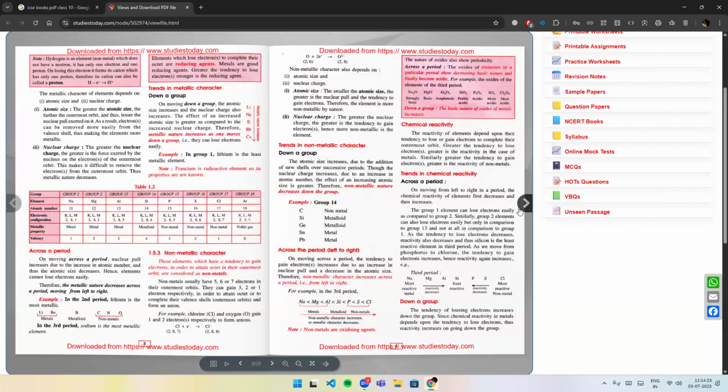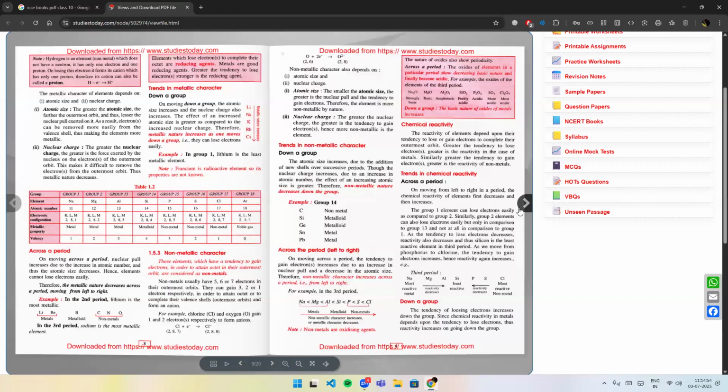Non-metallic character. Those elements which have a tendency to gain electrons in order to attain octet in their outermost orbit are considered as nonmetals. Nonmetals usually have 5, 6, or 7 electrons in their outermost orbits. They can gain 3, 2, or 1 electron respectively in order to attain octet or to complete their valence shells and form an anion. For example, chlorine and oxygen gain 1 and 2 electrons respectively to form anions.